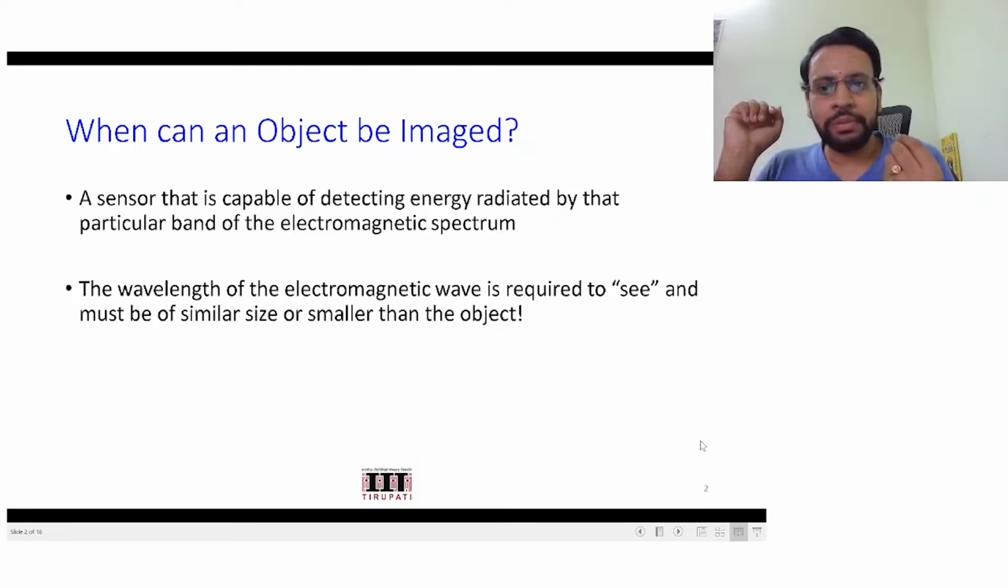More specifically, if you look at the wavelength of the electromagnetic wave compared to the object of interest, the wavelength should be of a similar size or smaller, so that it can pass through the object and you are able to get the profiling of the object. Well, there could be other scenarios also. This is a general statement about when you can see an object.